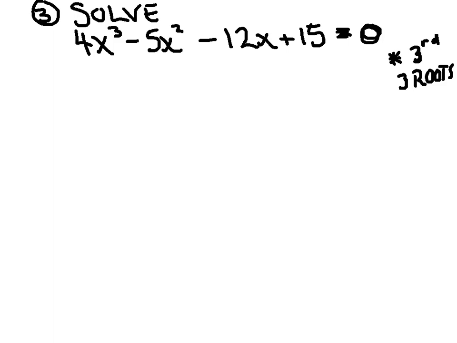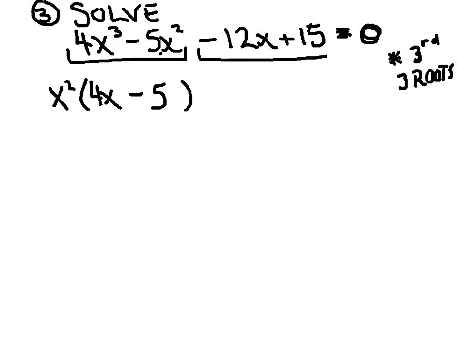Okay, here we go. Factor by grouping. What is the GCF for these first two terms? And I would say x squared. We're going to pick up the pace just a little bit here. If I divide the first term by x squared, I'll get 4x. And if I divide this second term by x squared, I'll get minus 5.